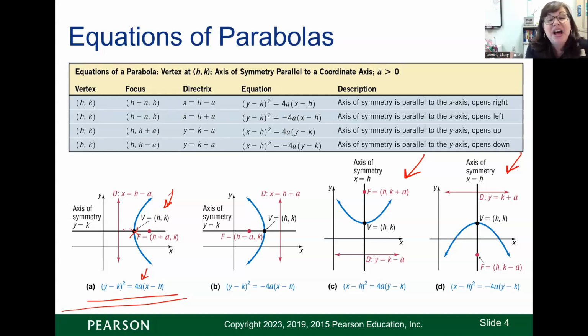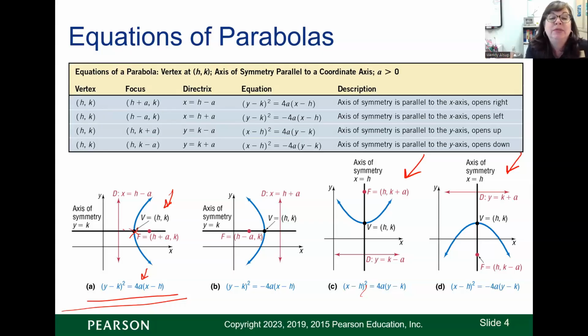If it opens left or right, it's y minus k all squared that starts us off. If it opens up, we have x minus h all squared equals 4a times y minus k. And down, x minus h all squared equals negative 4a times y minus k.